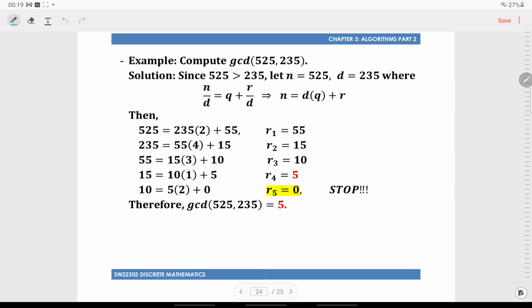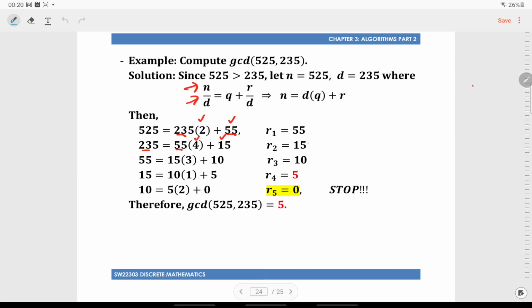Okay, so for this problem again, we are given two numbers, 525 and 235. The larger number becomes the dividend and the smaller one becomes the divisor. So we compute the new quotient and new remainder. In the next step, we take the divisor as the new dividend and the remainder as the new divisor. We obtain a new quotient and also a new remainder.